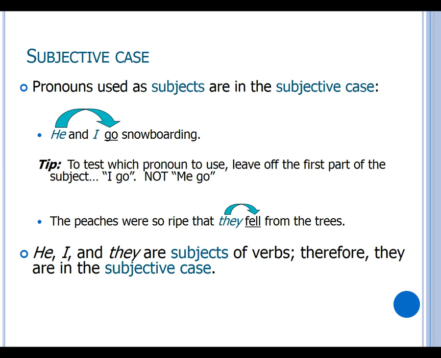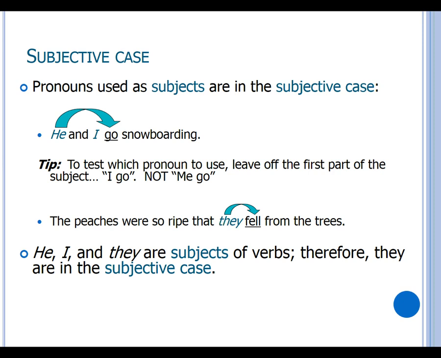The first case we will review is the subjective case. In this case, subject pronouns are used as the subject of a verb or the person or thing doing the action. So let's discuss some examples. He and I go snowboarding. The subject pronouns are he and I. The action verb is go.